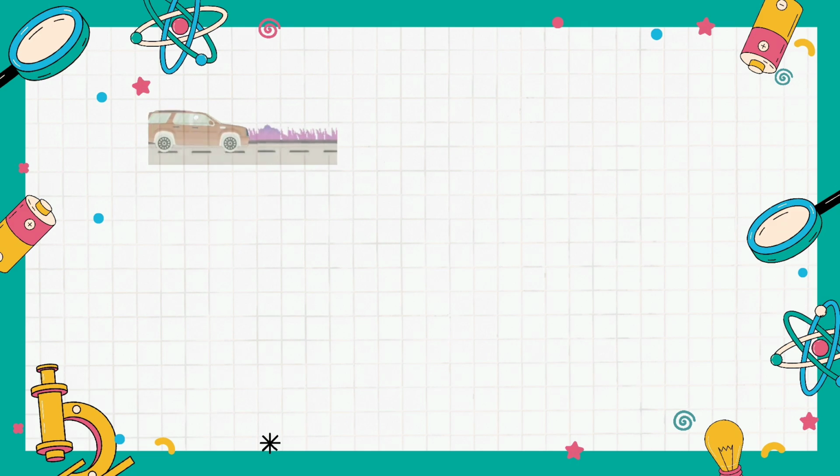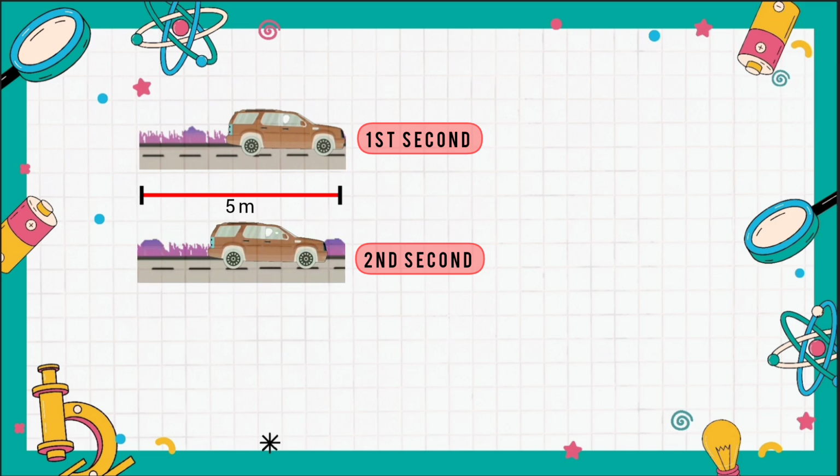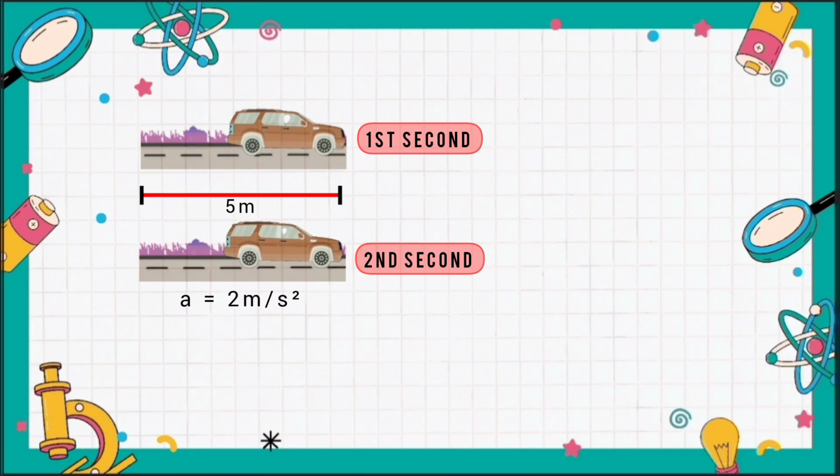Let us say that a car has a velocity of 5 meters per second in the first second. That means the car travels a displacement of 5 meters in that second. In the next second, we will only accelerate the car at a uniform rate of 2 meters per second squared, but we will not calculate the velocity, as during acceleration the velocity goes on changing, and we are currently interested in the velocity after the acceleration is over.